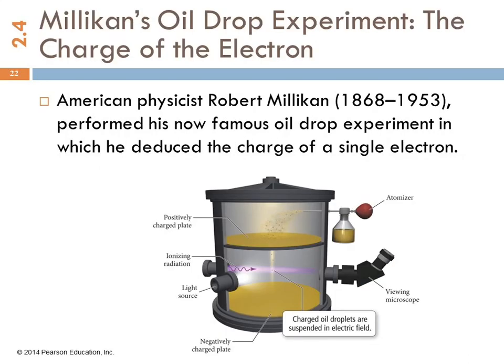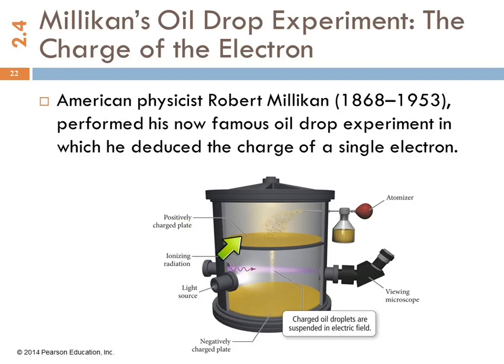Another experiment was done by Robert Millikan. He was an American physicist, roughly the same era as Thomson. And he did this oil drop experiment. And from this experiment, he was able to figure out the charge of a single electron. So what he did was he had an atomizer that would spray a very, very fine mist of oil particles into this container. And they, of course, would fall because things go down because of gravity.